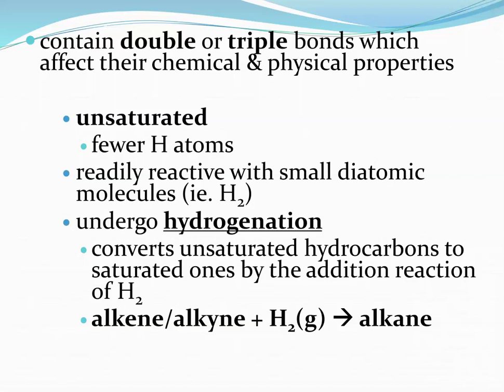Since they have more bonds between the carbons, they have fewer hydrogens bonded to each carbon. This means that they are unsaturated. These molecules react with hydrogen gas to undergo a process called hydrogenation that results in hydrogens added to each side of the double bond. This results in an alkane as the product.